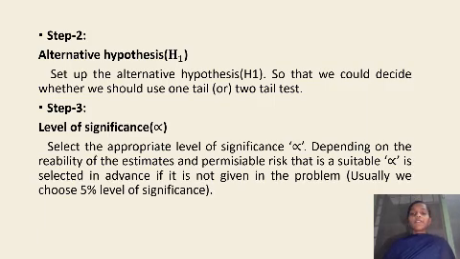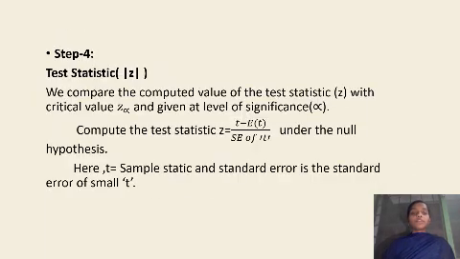Select the appropriate level of significance depending on the reliability of an estimation and permissible risk, that is, a suitable alpha is selected in advance. If it is not given in the problem, we usually select the 5% level of significance. Next, we are moving to step 4, test statistic. It is denoted by modulus of Z.